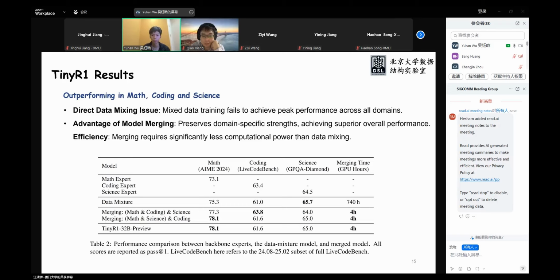Moreover, model merging is a promising area for academic research. Unlike training on mixed data, merging requires much lower computational resources, making it a practical approach for universities and research labs to explore.